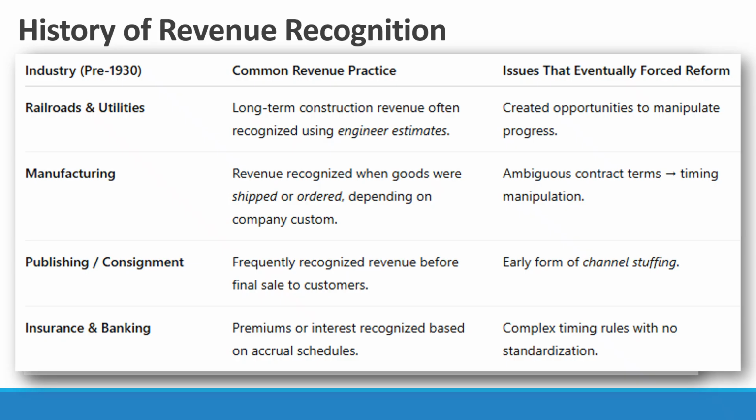For instance, the railroads and utility companies would recognize revenue from long-term contracts based on the engineer's estimates, which created opportunities for manipulation. Ambiguous contracts and manufacturing companies would recognize revenue when customers ordered, and publishing companies frequently recognized revenue before the sale to the customer was finalized. In banking and insurance, accountants used complex rules based on accrual schedules with little standardization.